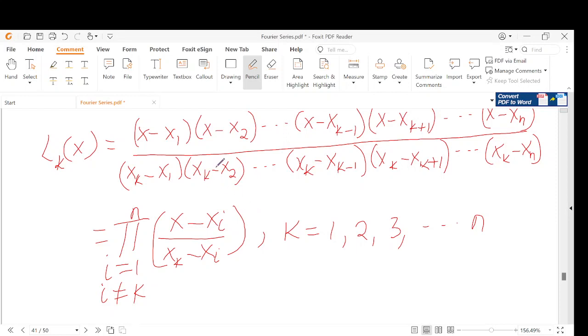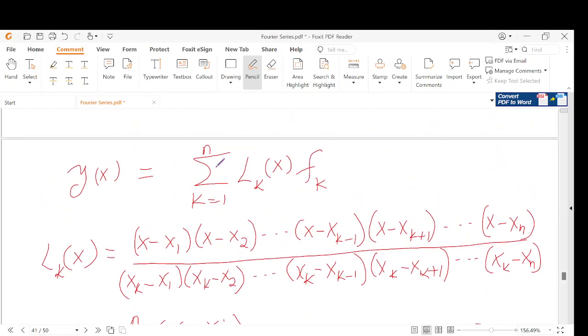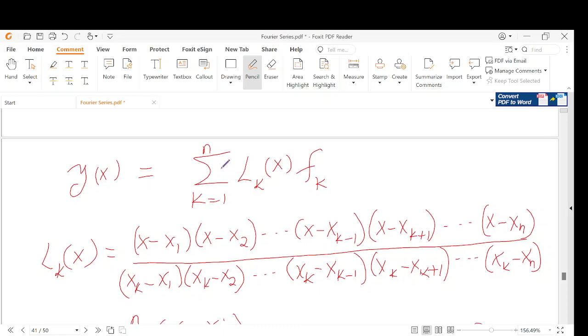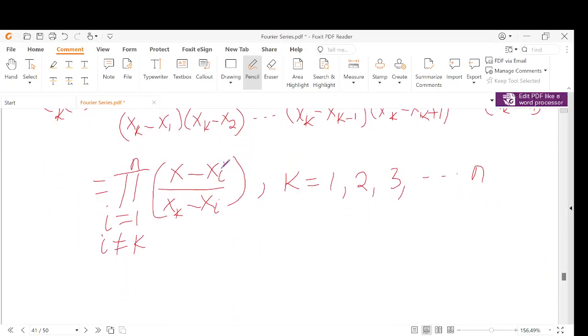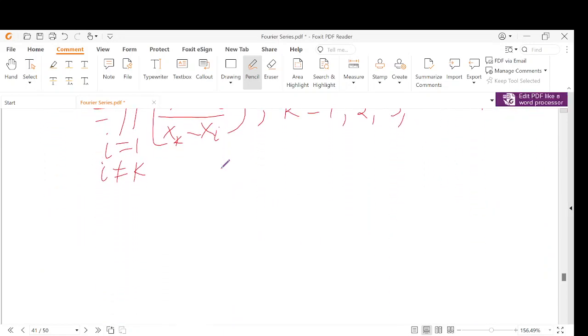And then the y can now be expressed in this form. So if we are given a value of x, then we can compute the fundamental polynomials and substitute back here to get the value of y. So maybe we can have an example.